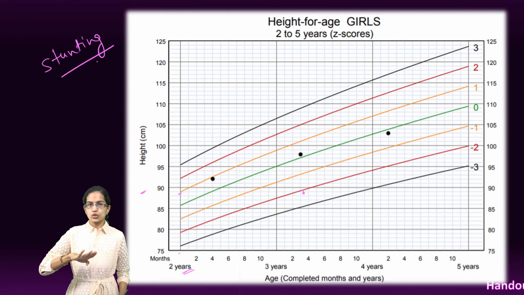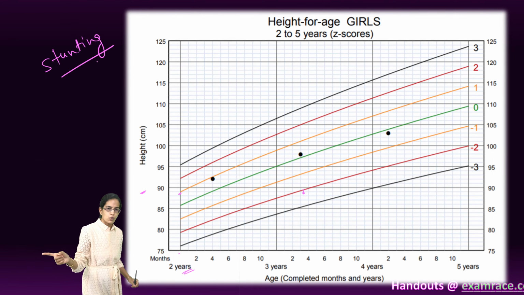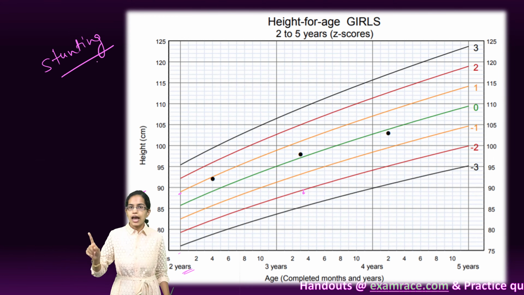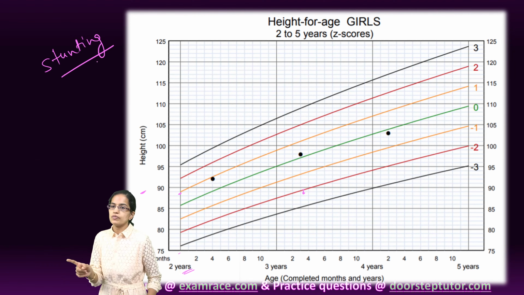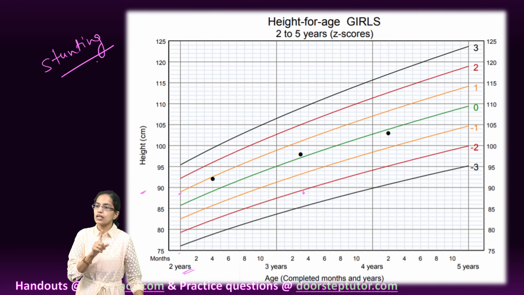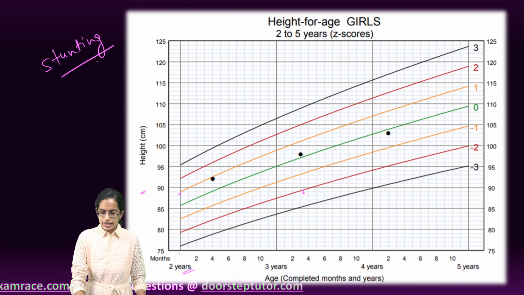So we understood what was underweight and overweight. Underweight and overweight can be understood from the weight for age chart. However, with the height for age chart, we understand stunting.